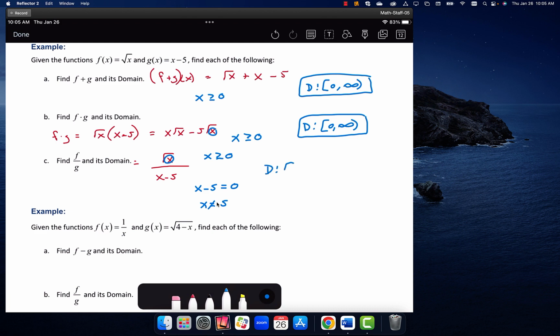So the domain starts at 0 and goes up to 5. We have to exclude the 5, and then we continue on forever. So the domain starts at 0 and goes on forever, but we skip 5. 5 causes division by 0, therefore it's not part of the domain.